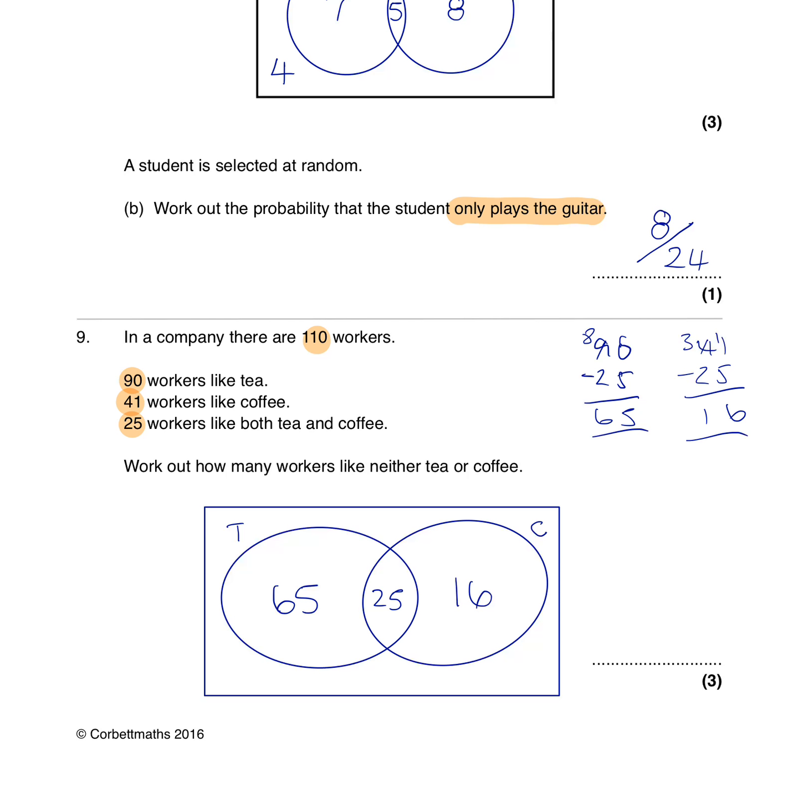There are 110 workers altogether. And I've seen 106 of them in the circles. So there are 4 people outside the circle, and they are the people who don't like tea or coffee.